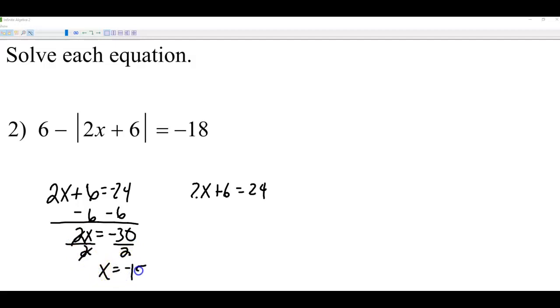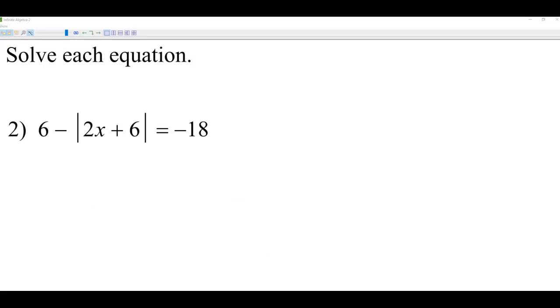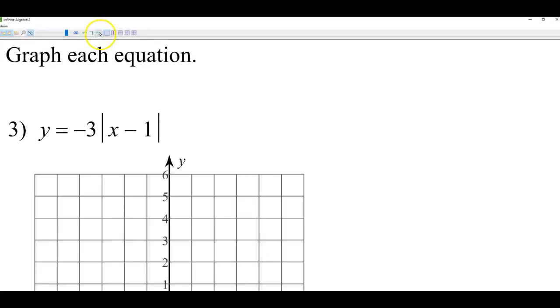So it looks like negative 15 is one of our solutions, as well as 9. If you want to practice another one, take a look at number 1. There's an answer key provided if you want to check your answer on that one. Let's go ahead and jump up to our next even problem here.